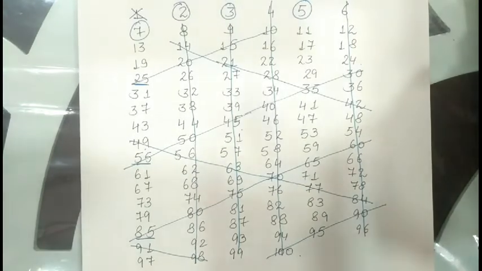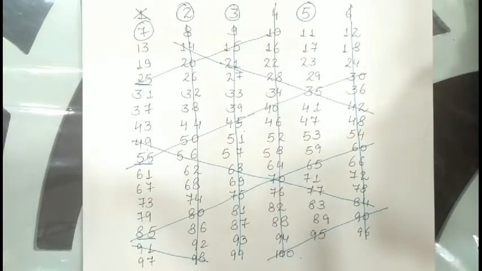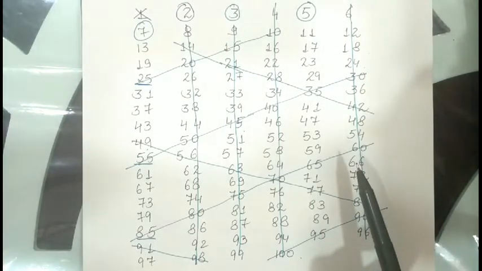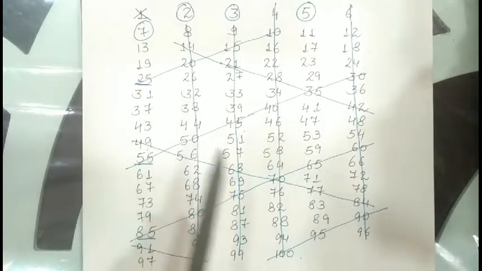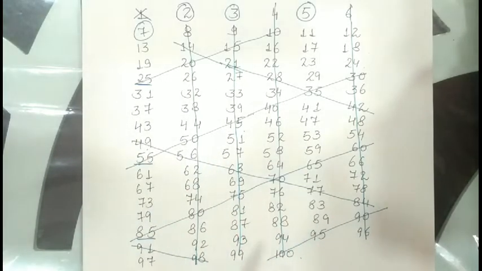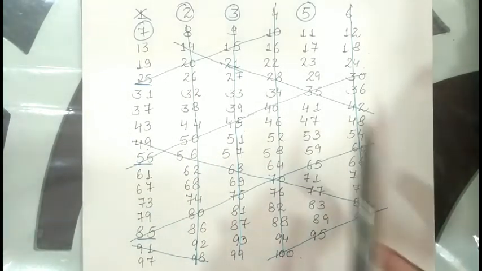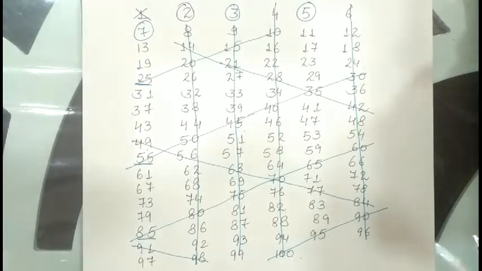So the simple trick is first cut all the numbers written below 2, 3, 4 and 6. Then start cutting diagonally the numbers ending with 5, or the numbers that are coming in the table of 5, and then cut diagonally the numbers coming in the table of 7. The numbers that are left are all your prime numbers.